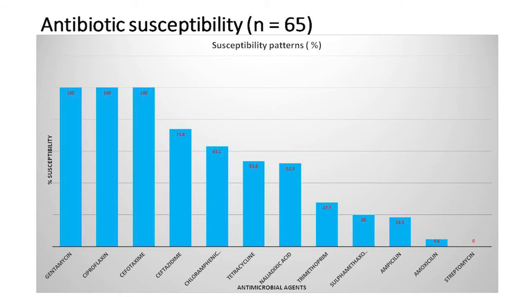But also, as you see here, in antibiotic susceptibility, gentamicin, ciprofloxacin, and cefotaxime performed well compared to amoxicillin, streptomycin, and ampicillin. This shows that Vibrio cholerae were resistant to streptomycin, amoxicillin, ampicillin, and trimethoprim.